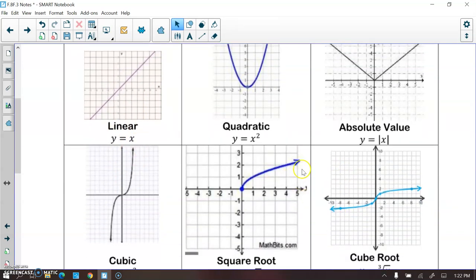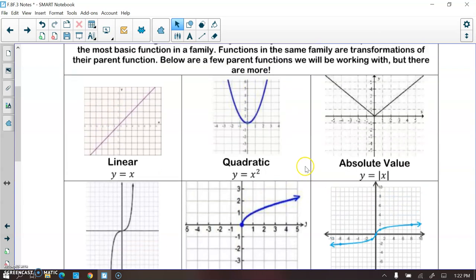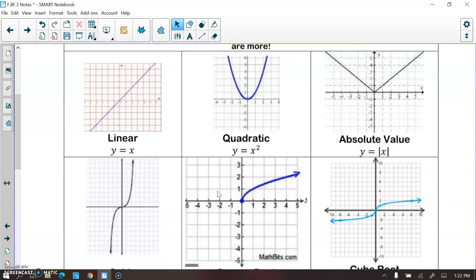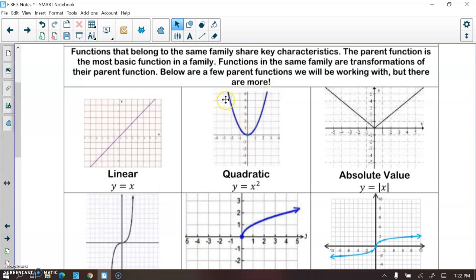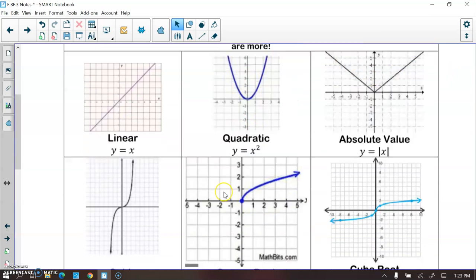Now, we have not yet learned how to graph any of these others. However, we will be learning how to graph quadratic equations and absolute value equations. A quadratic equation's parent function is y is equal to x squared. An absolute value equation parent function is y is equal to the absolute value of x. And these are the general shapes of it. A quadratic graph looks like a U shape, and an absolute value looks like a V-shaped graph.